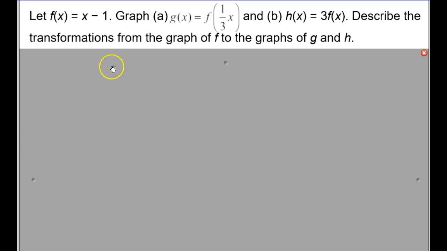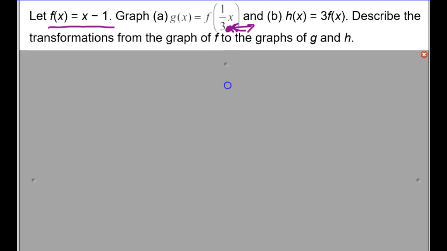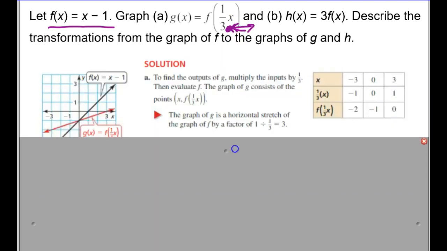So now let's look at an example. So here's my parent function. I've got f of x equals x minus 1, and you always want to start by graphing that to see what it looks like. The one thing I notice here is this is a fraction, and it's inside my parentheses. So that tells me it's going to be a horizontal, so going back and forth. So let's take a look at what that looks like.